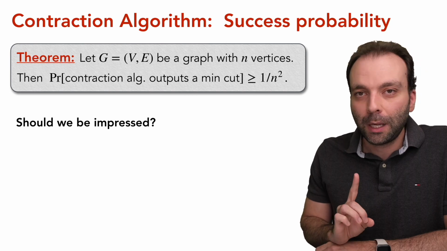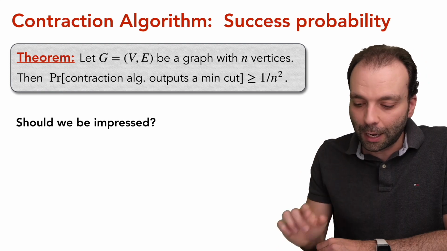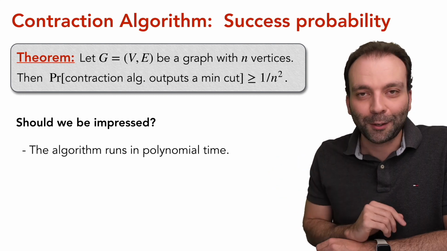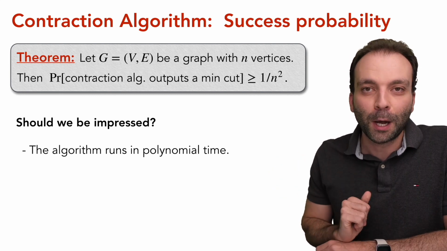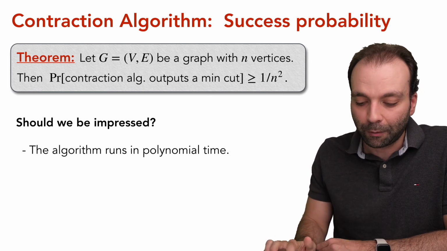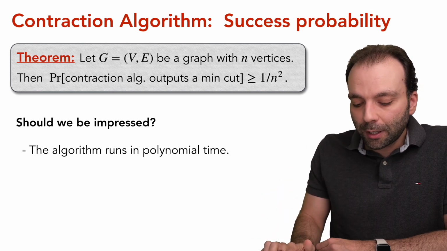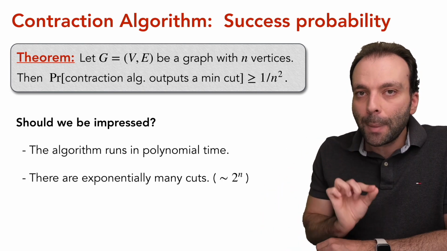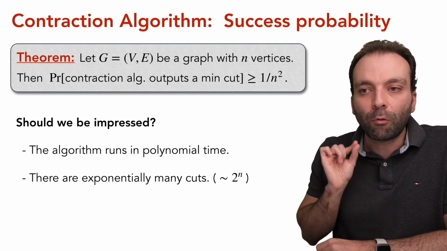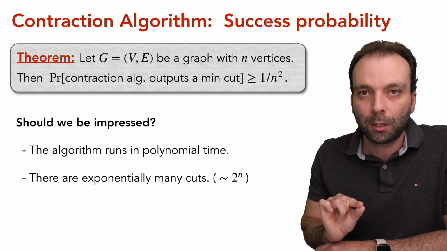On the other hand, that would be the wrong impression. So let me try to convince you that this is actually a very good algorithm. First of all, it runs in polynomial time, which is a good thing, of course, but that's not the reason why you should be impressed, because there are lots of polynomial time algorithms that have poor performance, possibly. So let's come back to this observation that we made before. There are exponentially many cuts in the graph, and if you were to just pick a random cut uniformly at random, your success probability would be exponentially small.